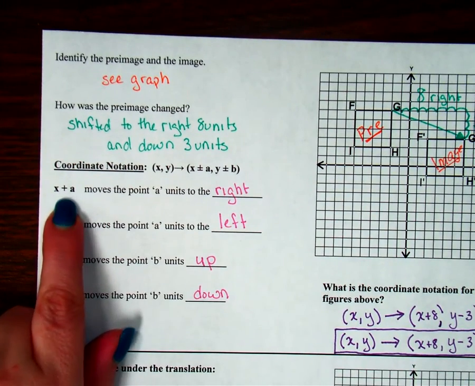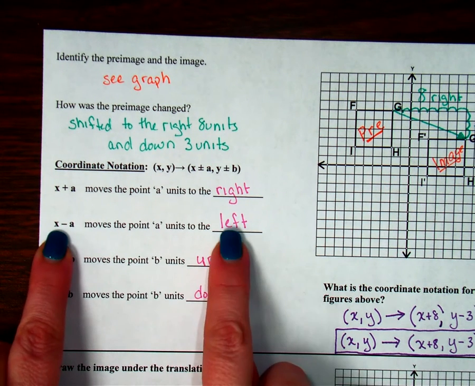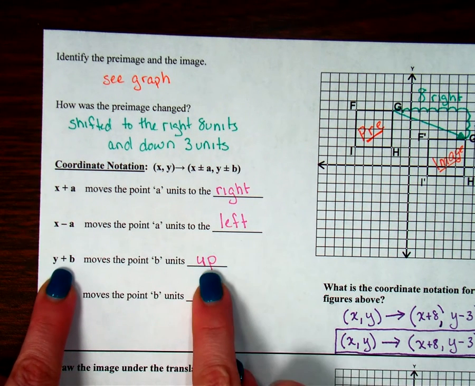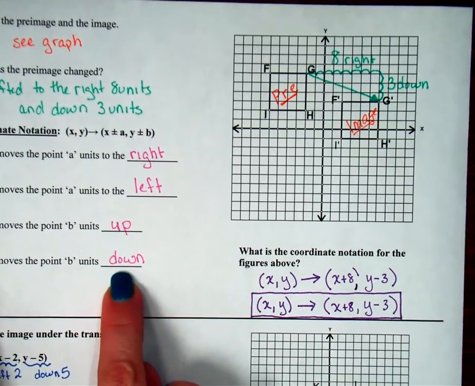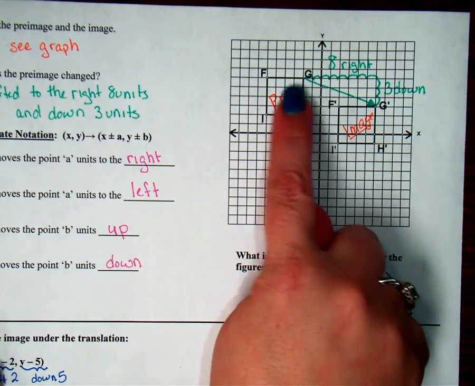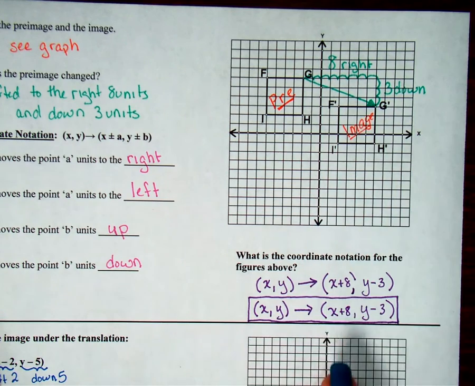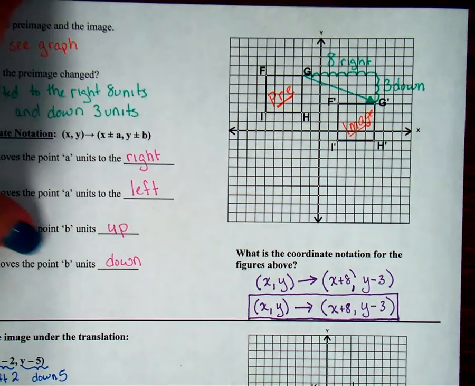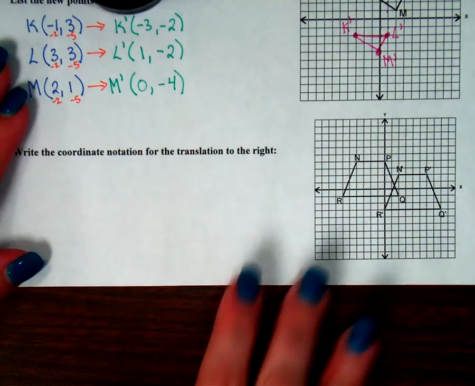When you add to x, it moves you right. When you subtract from x, it moves you left. If you add to y, it moves you up. And if you subtract from y, it moves you down. So when you want to write coordinate notation that says we're going to move this figure 8 units to the right and 3 units down, we're adding 8 to the x, and we're subtracting 3 from the y. Okay? Let's try that with this example down here.